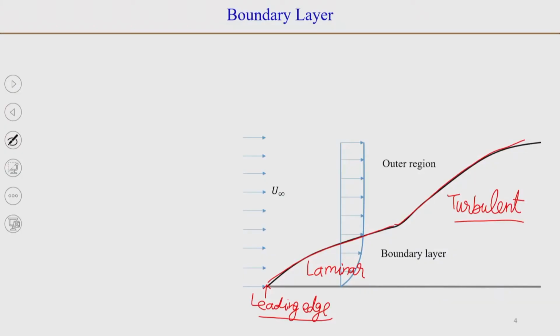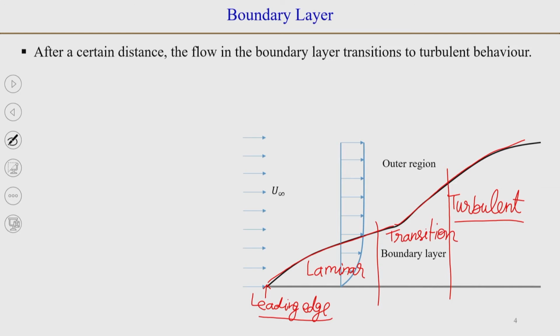So, first the flow transitions. Between laminar and fully turbulent flow you will have a transition happening. First it slowly transitions from a laminar steady flow to an unsteady flow in the transition region, and then it further grows to become fully turbulent flow. As you can see here, this happens after a certain distance.